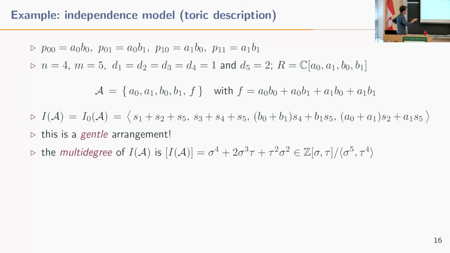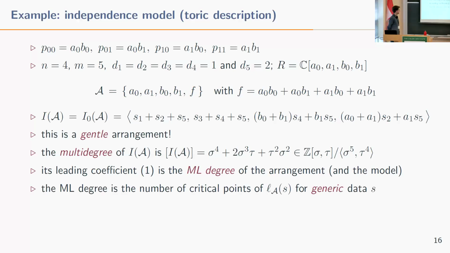What's also very nice is that this likelihood correspondence lives in this product of projective spaces. So you have a multi-degree, and this multi-degree is a homogeneous polynomial of degree codimension, which is 4 in this case. And from this multi-degree, you can, for example, read off the maximum likelihood degree. So the maximum likelihood degree is the number of critical points of the log-likelihood function for a generic data point. This already appeared yesterday a couple of times.